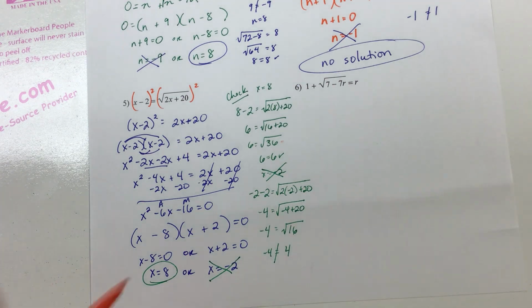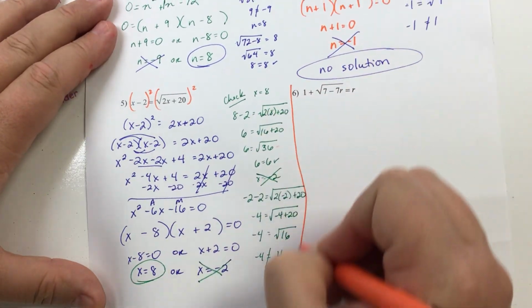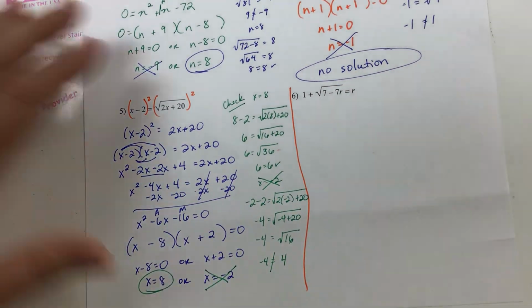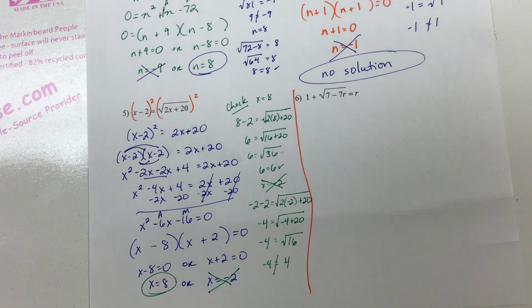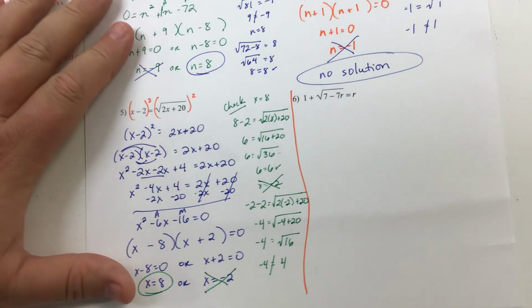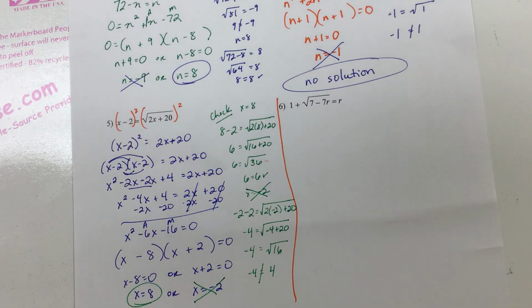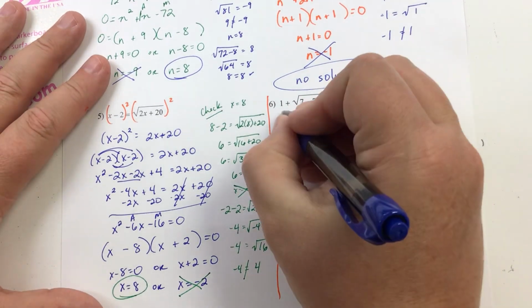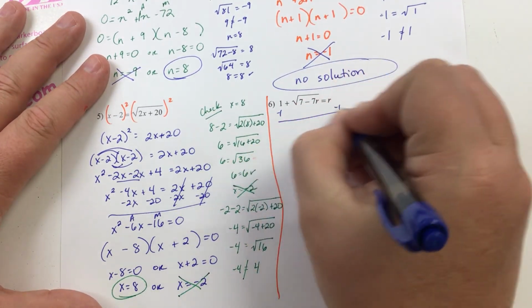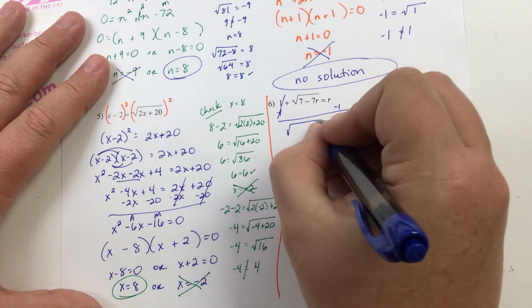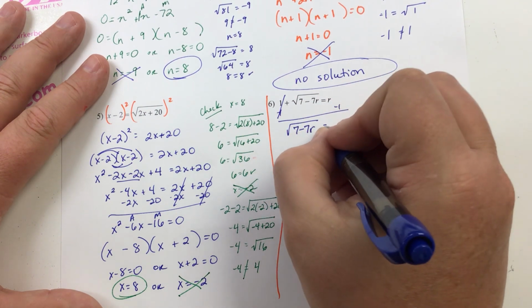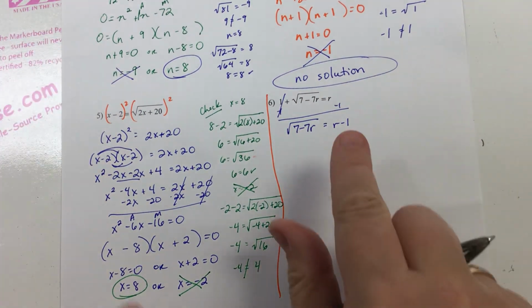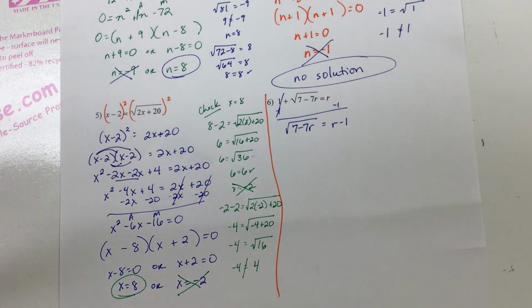Okay, so hopefully we're starting to get the hang of this. Let's do one more just to make sure. So we have 1 plus the square root of 7 minus 7r equals r. This one is the first one out of all these examples where your square root, your radical, is not isolated. So the first thing I need to do would be to subtract 1 from both sides. So we're going to have the square root of 7 minus 7r equals r minus 1. If you notice now, it's very similar to the problem we just finished.